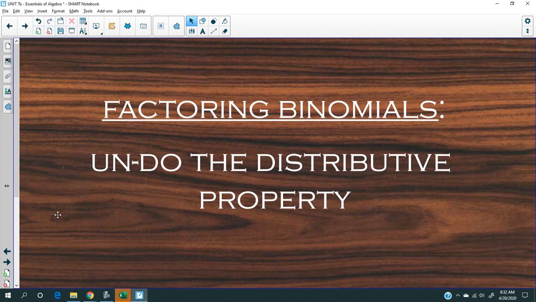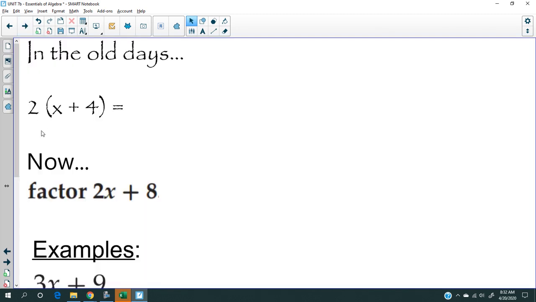Okay, so here's today's lesson. Please write this down. We are going to factor binomials. So write this down, press pause, and write this down. Okay, all right, so here's the lesson today.